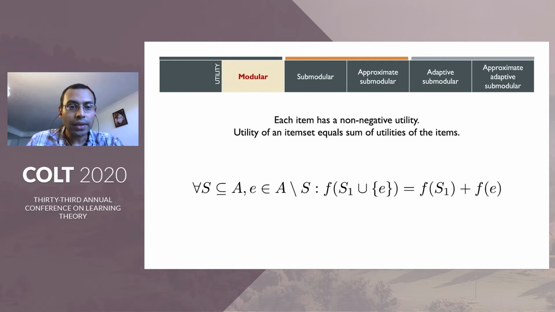So let's take a look at the different types of utility functions. The first type is a modular utility. This is the simple case. Each item has a utility value, and when you pick a set of items, the utility value is simply the sum of the per-item utilities.